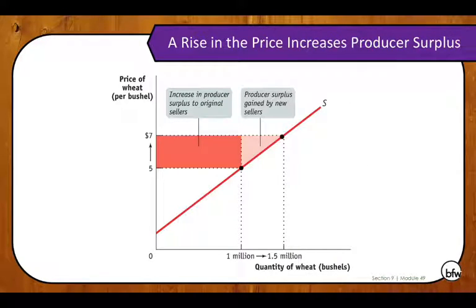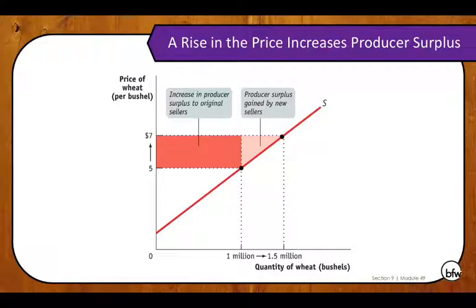So, to see how producer's surplus would be affected by a higher price, we can modify our table to reflect a price of $7. Now, at $7, that will increase the quantity sold. In this case, we're looking at quantity of wheat in millions of bushels. At a price of $5, 1 million bushels of wheat would be sold, and the area of producer surplus would be the area below the price of $5 down to the producer surplus line.